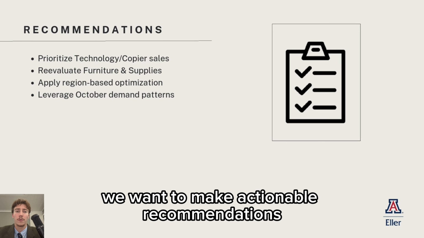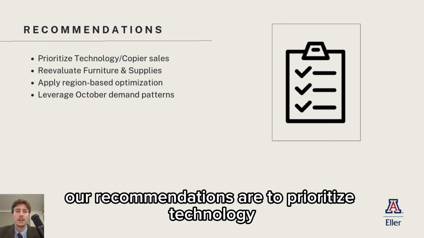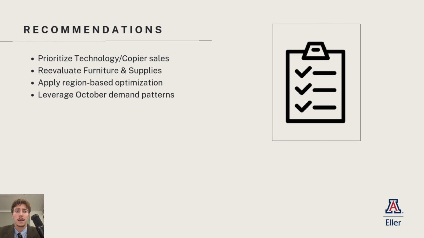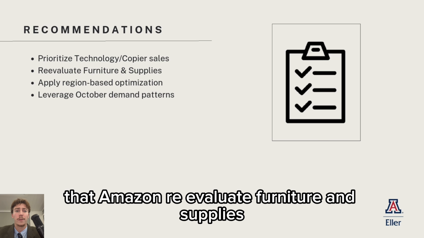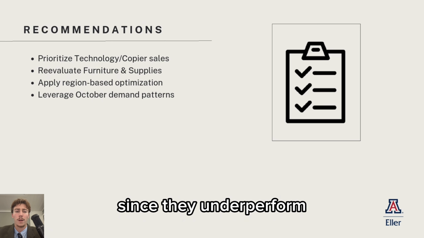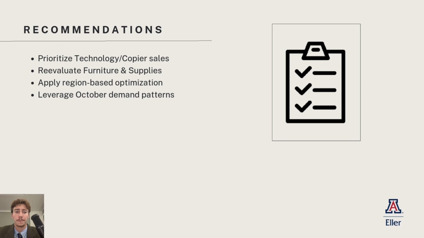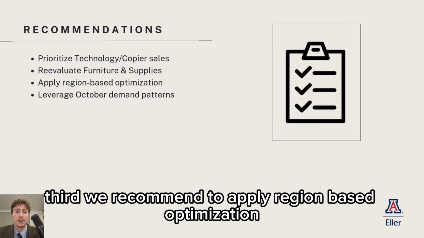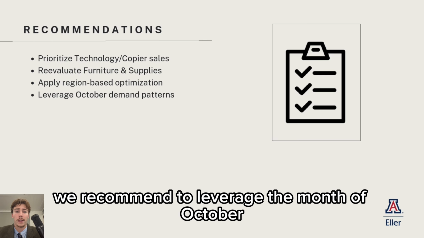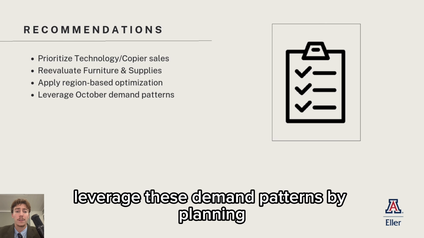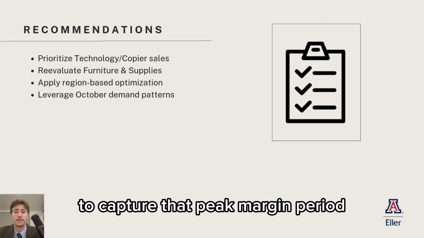Based on those results, we want to make actionable recommendations. Our recommendations are to prioritize technology, especially copier sales, because they scale profit the best. Second, we recommend that Amazon reevaluates furniture and supplies, since they underperform. This could mean pricing, shipping, or discount strategy issues exist. Third, we recommend to apply region-based optimization, since the South performs better. And finally, we recommend to leverage the month of October. Leverage these demand patterns by planning inventory and marketing earlier to capture that peak margin period.